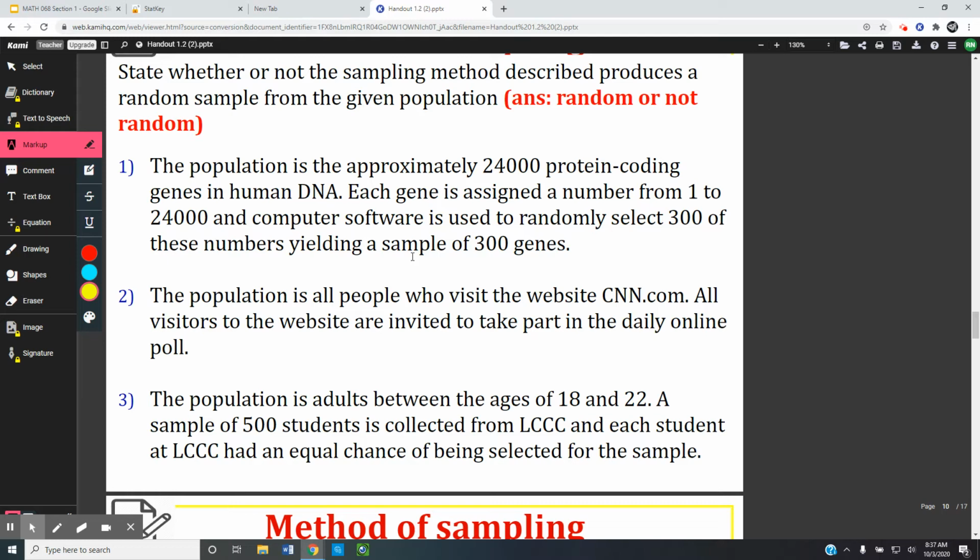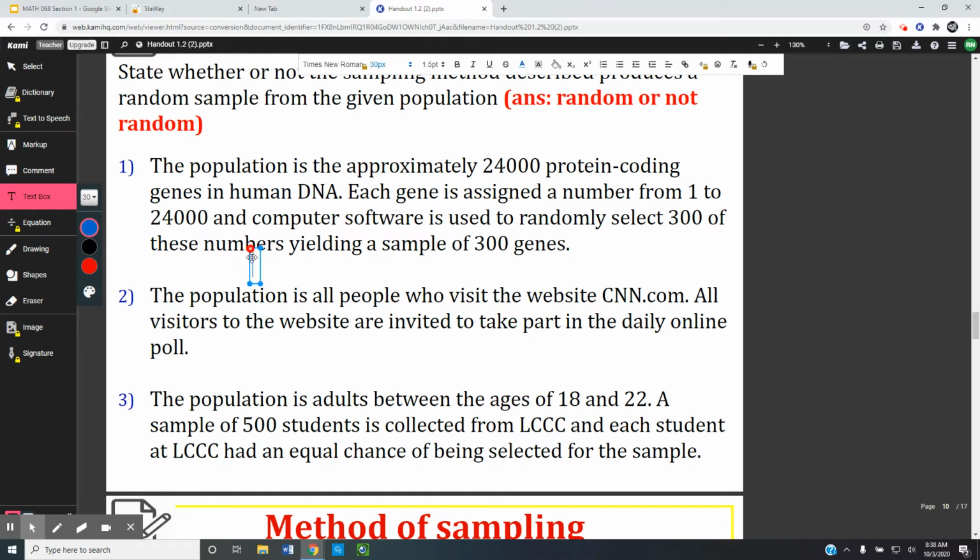It says the population is approximately 24,000 protein coding genes in human DNA. Each gene is assigned a number from 1 to 24,000, and computer software is used to randomly select 300 of these numbers, yielding a sample of 300 genes. This is incredibly random. The computer has no care in the world. The computer just simply assigns something, and think about it like it's dropping them into a big old hat, and it just simply grabs them out, random.